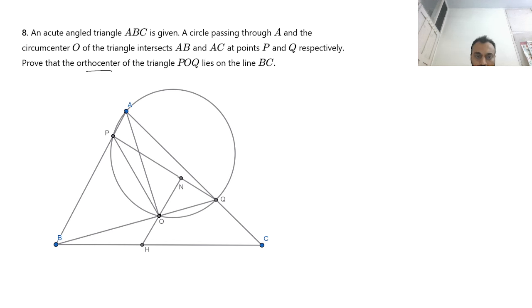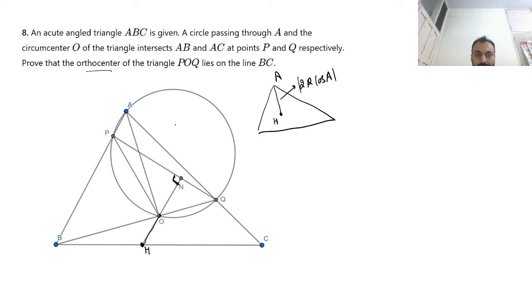For that, what I did, I drew a perpendicular from O on PQ and extended it to the line BC. Let's say this point is H. As we know, in the case of a triangle, the distance of a vertex from the orthocenter is 2R cos A. We can use the modulus of that, because cos A can be negative also.